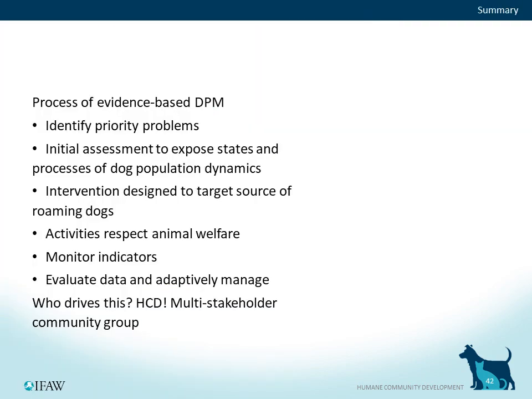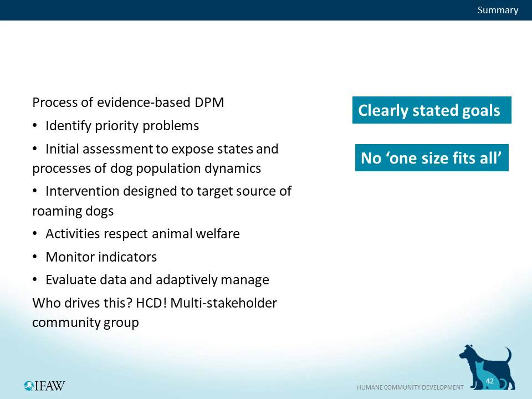Okay, so what I've presented here is this process of a kind of evidence-based DPM, starting with identifying priority problems so that you have clearly stated goals that everybody agrees on from the outset. Then initial assessment to expose states and processes of dog population dynamics. We know that DPM is not a one-size-fits-all situation. You need to create the intervention that suits your local dog population. The intervention should be designed to target the source of the roaming dogs, so you're working on both the cause and also the symptom of the current roaming dog population.